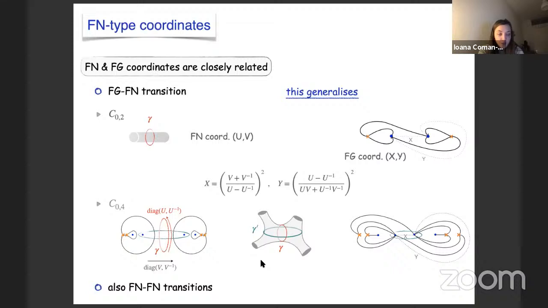So what this shows is that the Fock-Goncharov to Fenchel-Nielsen transition generalizes. And then these two types can be combined to obtain also transitions between Fenchel-Nielsen coordinates. And this is what is useful when looking at topological string partition functions.